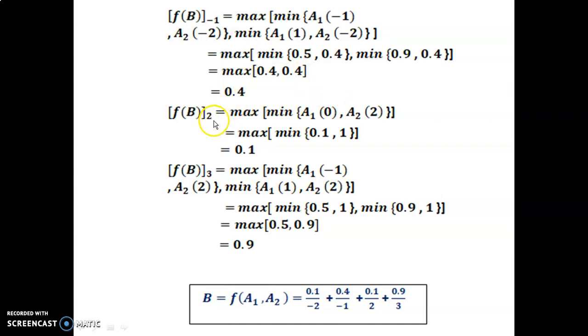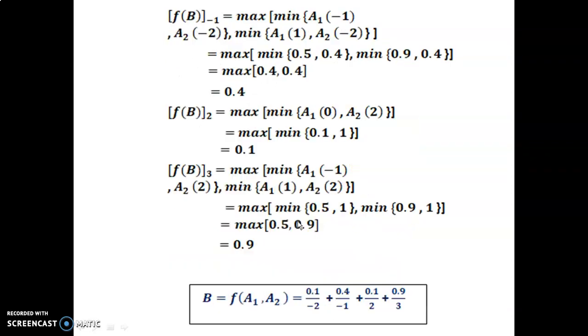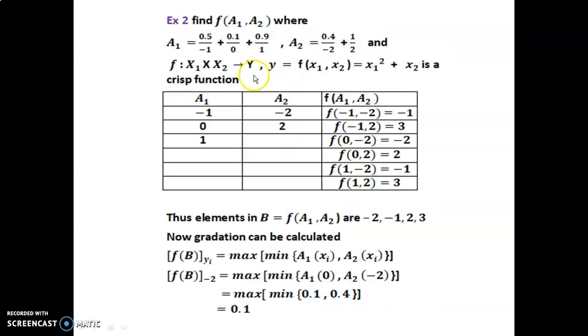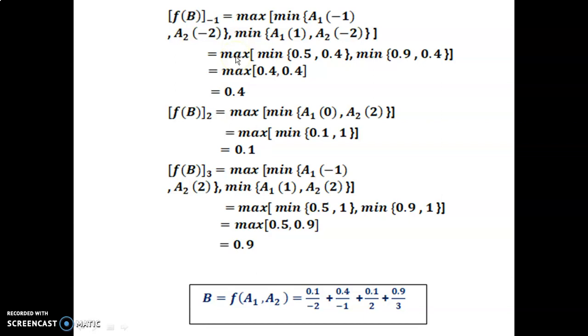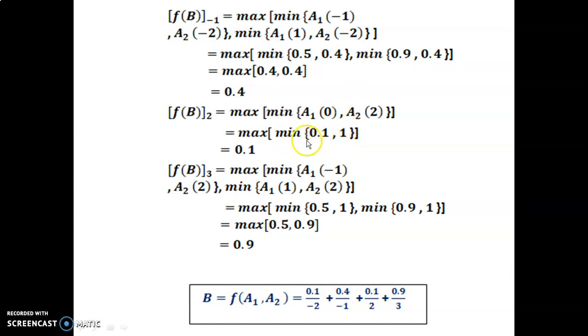Similarly for the next element 2, max min. Here 2 comes from the pair 0 to 2. Thus A1 of 0, A2 of 2. A1 of 0 grade is 0.1. Next, A2 of 2, the grade is 1. So the minimum is 0.1 and only one element is present. So max of 0.1 is 0.1.